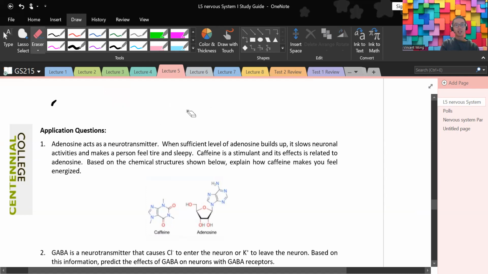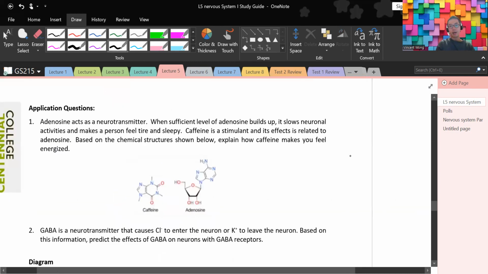So let's take a look at this situation. Here is our neuron. I'm just gonna draw a neuron, and then I'm gonna put a receptor on it. The receptor might look like this. So this is an adenosine receptor.